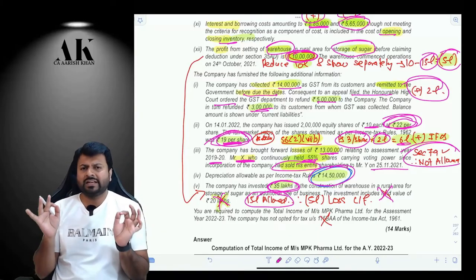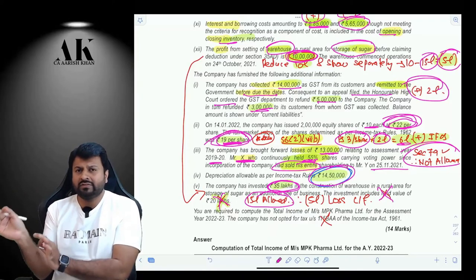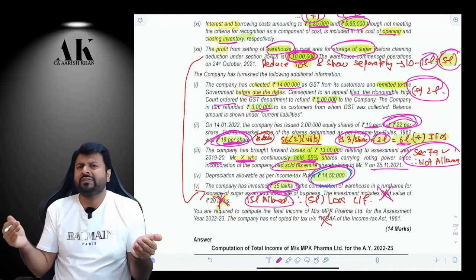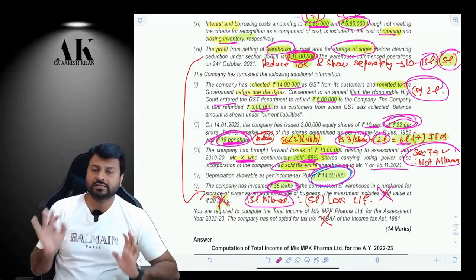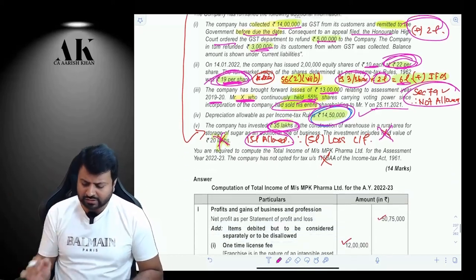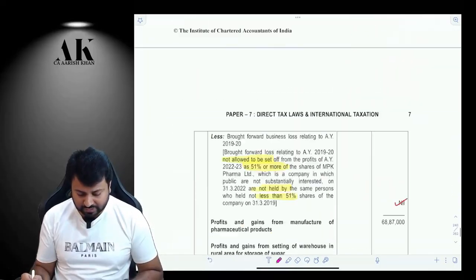Because section 79 clearly says, in case of a closely held company, the 51% shareholders in the year in which the loss was made and the year in which you want to set off the loss have to be the same. On which date are we supposed to compare? On the last day of both the years. If it is not there, then you will not be allowed to carry forward and set off the loss. Then 14,50,000 you can reduce and then you will compute the total income. This is what this question is all about. It's a beautiful, beautiful question. Go through it once. Okay.